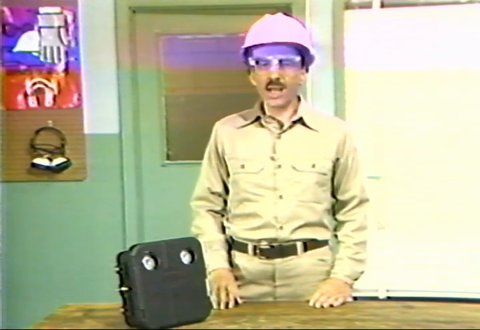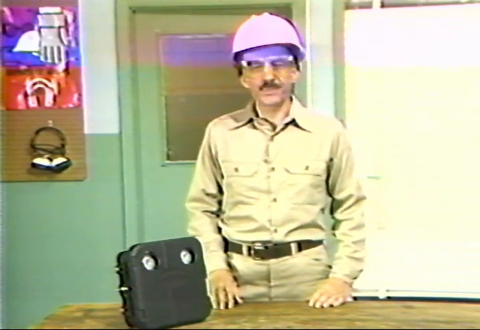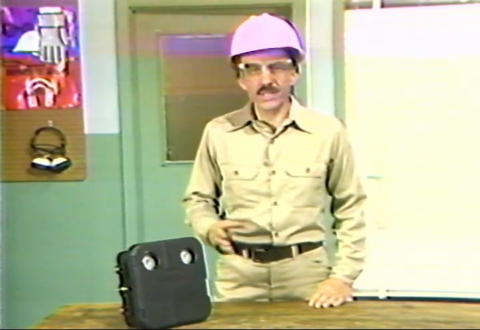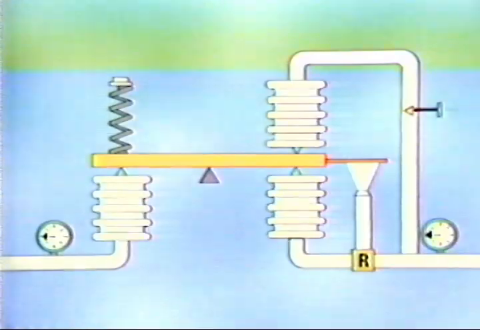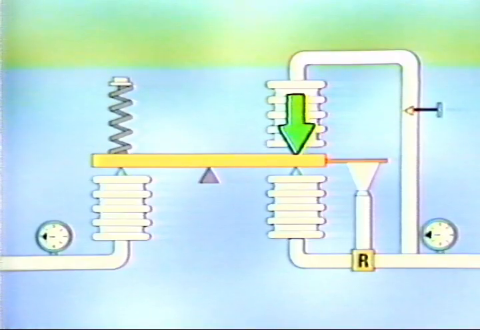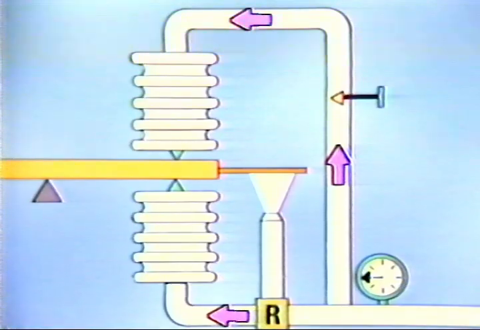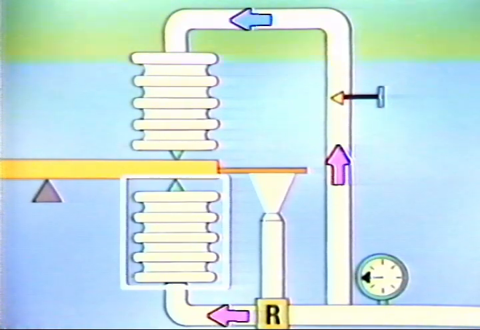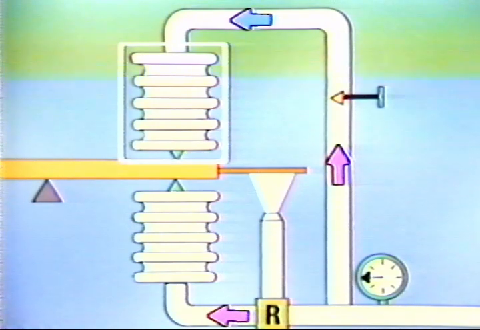To better understand how a reset controller can do this, let's modify the controller illustration we used in the last segment. We've added another bellows directly across the beam from the feedback bellows. We'll call it a reset bellows. The reset bellows exerts a force that opposes the force of the feedback bellows. The output from the controller is now supplied to two components, the feedback bellows and the reset bellows.